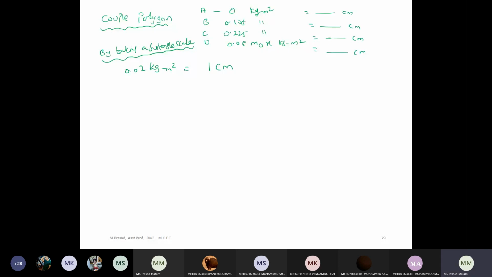Now for A, I am having 0 kg meter square. If I convert 0 kg meters to centimeters, I am getting 0 only. Now I want to convert 0.108: 5.4 centimeter. Right. Try to solve parallel to me. 0.108 kg meter square is equal to how many centimeters? This comes as 5.4. I am just writing here. Similarly, 0.225, can anyone give this value? 11.25 centimeters. Okay, no issues.